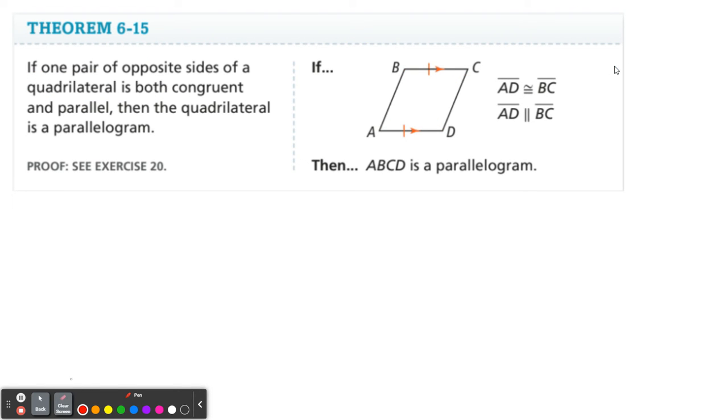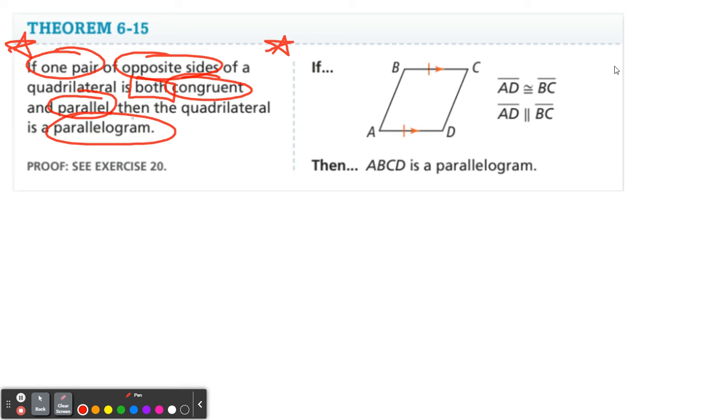Now, this one is the new one, right? It's different. It's not a converse. This was not one of the ideas we talked about in the last lesson, lesson 6.3. This one says, if only one pair of opposite sides is both congruent and parallel, then you have a parallelogram. Big deal, right? Both congruent and parallel. So if we know that segment AD is congruent to segment BC, and we know that segment AD is parallel to segment BC, then we have a parallelogram.